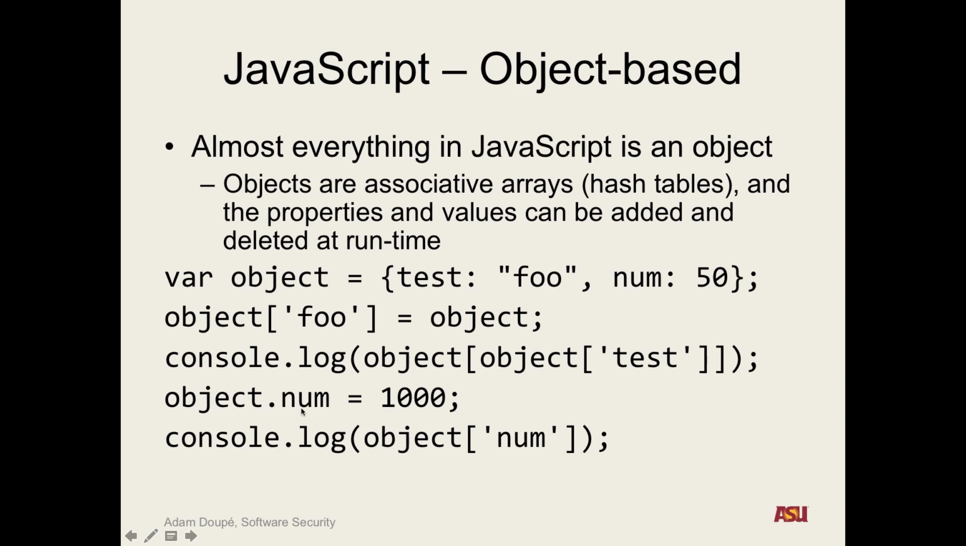And then we can do things like set, so this is the other type of syntax, we can access fields in objects with the bracket notation. We can also do it with the dot notation. So we can say object.num means access the num field of object, set it to be 1000, and log that. Right? So these are going to reference the same field. It's actually exactly the same.